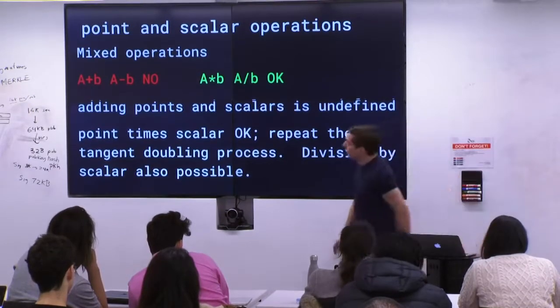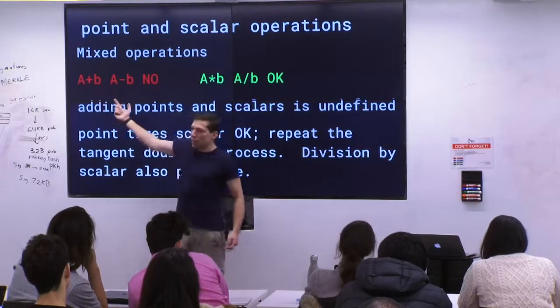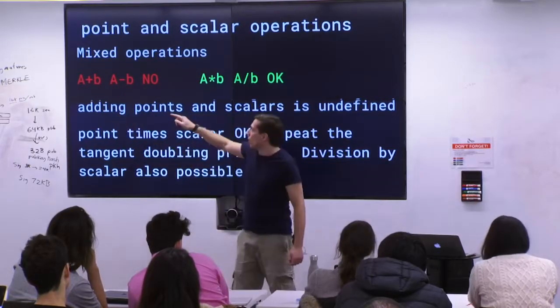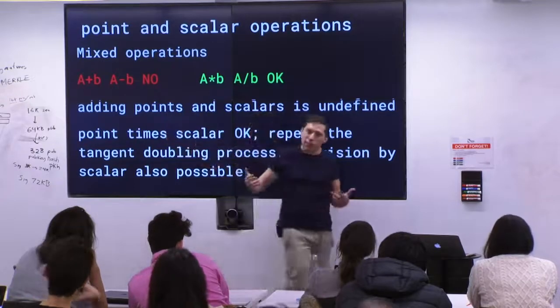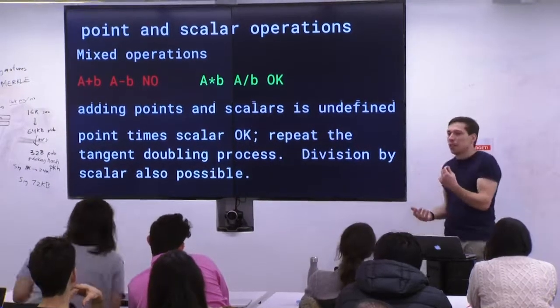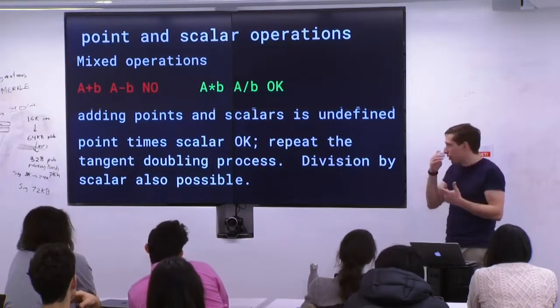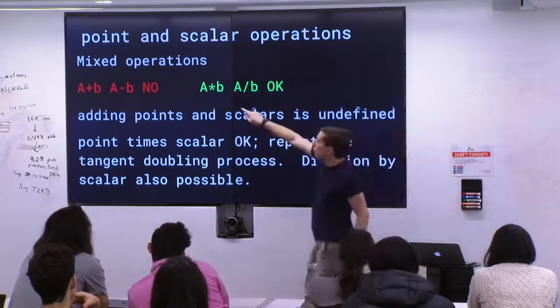So, mixed operations. You cannot add a point and an integer, or subtract a point and an integer. That's not defined, right? You say, okay, here's this point P minus 7. Well, does that mean move the x-axis? Does that mean move the y? It's not defined.